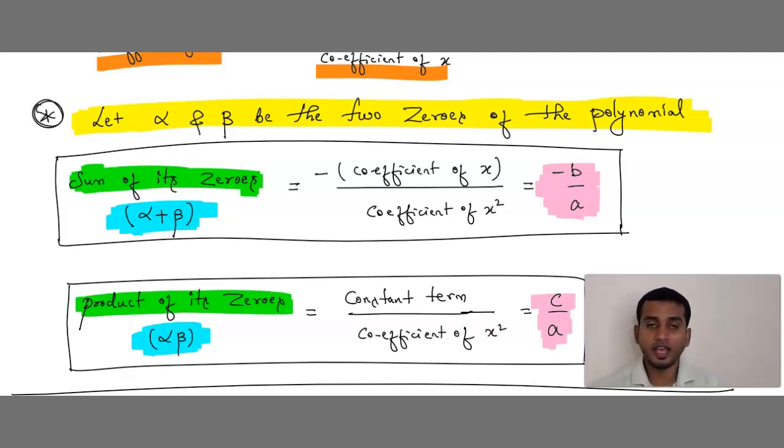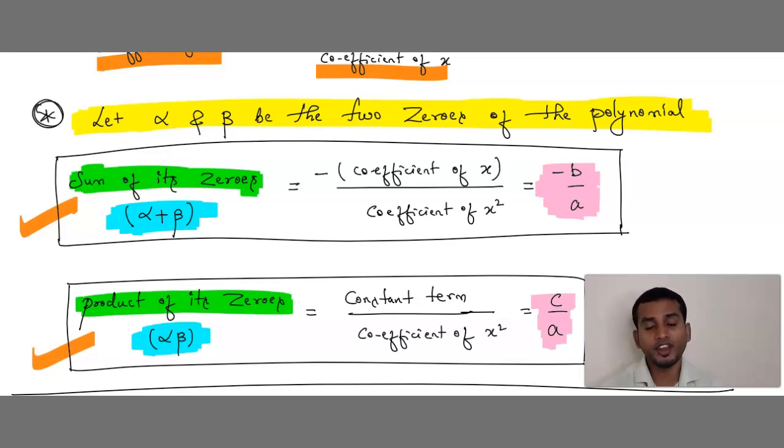Here we have the formula for the sum of its zeros. When we add the two answers, alpha and beta, that is called alpha plus beta. If we multiply the two answers, we call that alpha into beta. Is this clear? That is the sum of its zeros and the product of its zeros.